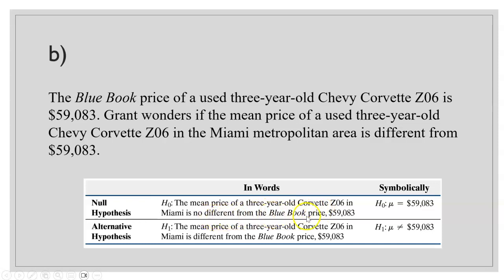Now this one, in words, you would say that the mean price of a 3-year-old Corvette Z06 in Miami is no different from the Blue Book price, $59,083. So the mean is equal to that. But for the alternative hypothesis, the mean price of a 3-year-old Corvette Z06 in Miami is different from the Blue Book price of $59,083. And so this is in words, and this is symbolically what your null and alternative hypothesis will be. Again, that's a two-tailed test.